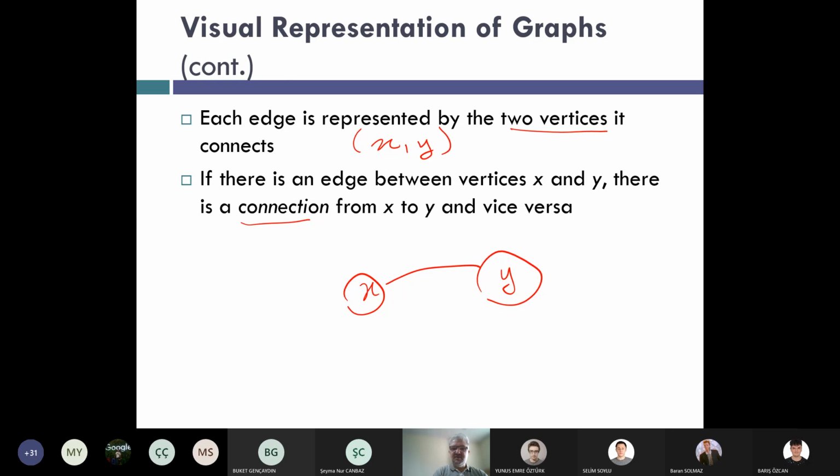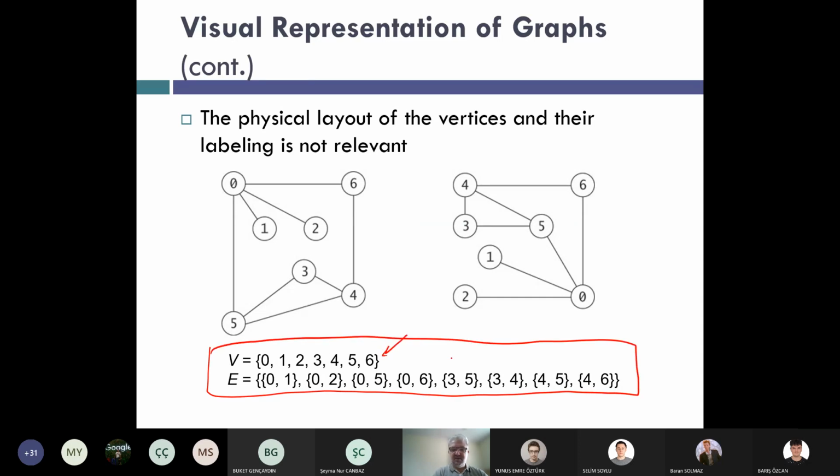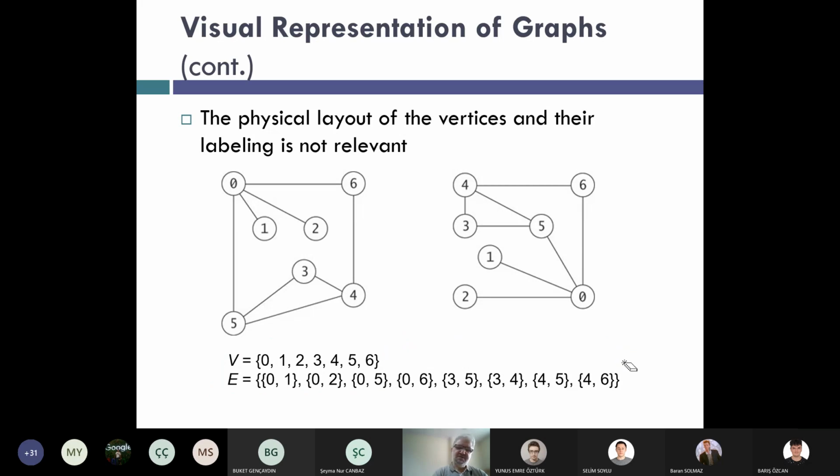So there is a connection relation between x and y, and there is a connection from x to y or y to x in this case. As I said, this is a mathematical representation of a graph where this is a vertex set and this is the edge set. We have 7 vertices and several edges in that case.